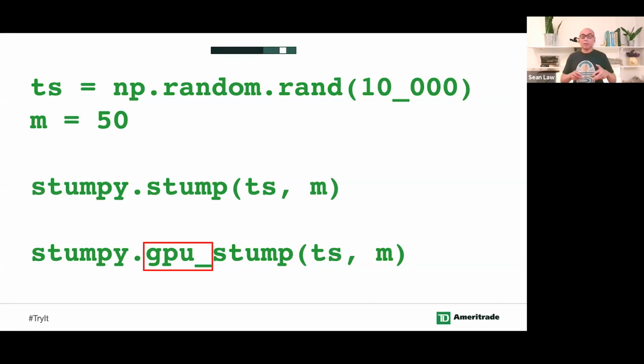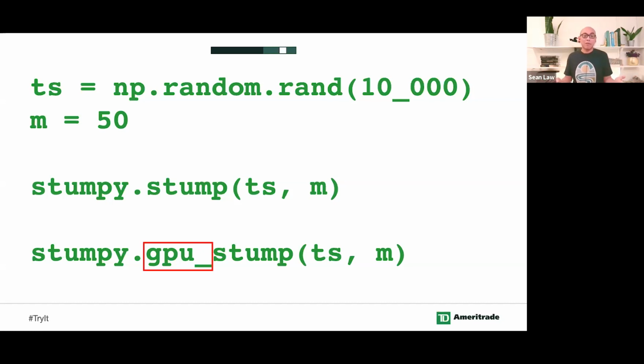The only difference here is 4 letters if you want to go from CPU to GPU. And for those who are concerned that, oh, well, what do I have to do to get it to GPUs? You actually don't have to do anything. If you already have a GPU machine and you're already running PyTorch or TensorFlow or CuPy, all you have to do is install Stumpy.